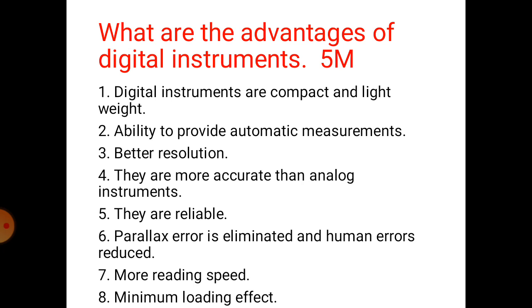Fifth, they are reliable. Sixth, parallax error is eliminated and human errors are reduced. Seventh, more reading speed. Eighth, minimum loading effect. Apart from this, there are certain disadvantages. I quote some of them. The display is difficult to read when the battery goes low, or when there are power fluctuations. During power fluctuation, it can record an error.